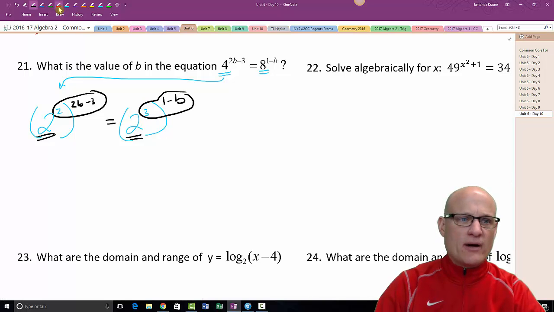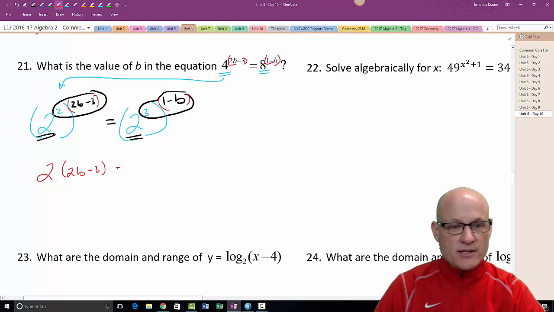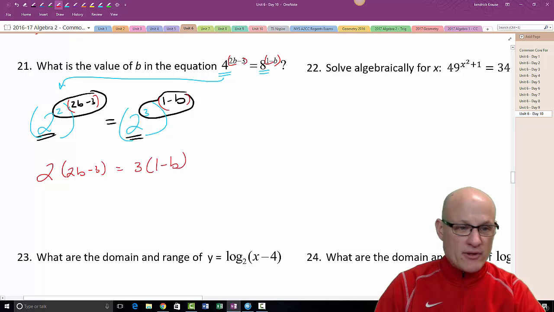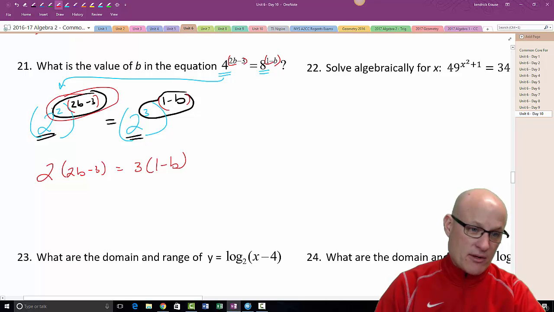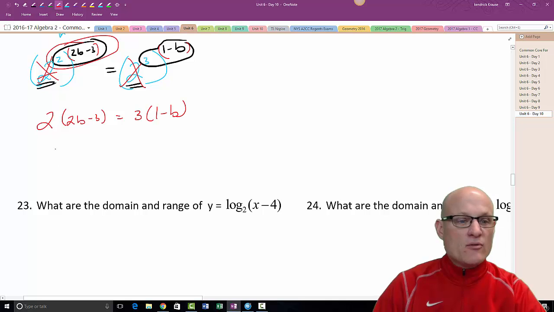What's that you just said? Oh my gosh, I broke my cardinal rule. Put the things in parentheses, otherwise you will have problems. So this is 2b minus 3 equals 3 times (1 minus b). Now remember, this is what I'm putting in this thing right here. I don't care about these anymore. I could just get rid of them. All right, now I just got to solve it.